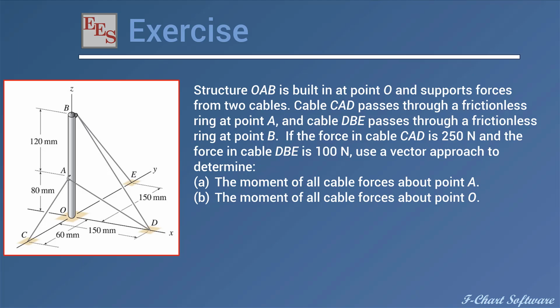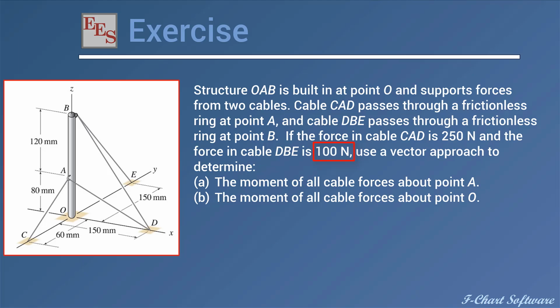And the pole is mounted to the ground at point O, and it's got these cables that are attached to it. So there's this cable CAD that goes through this ring here, and cable DBE that goes through this ring up here at point B. And the force, the tension in cable CAD is 250 newtons, so it's pulling at point A in the direction defined by C, and then at point A in the direction defined by D. And there's another force in cable DBE that's 100 newtons.